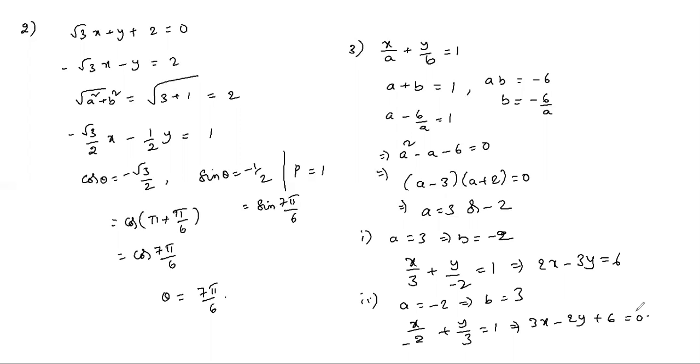So we get two lines. The sum of the intercepts is 1, the product of the intercepts is minus 6. So we have to solve for the intercepts. Okay. Yes, sir.